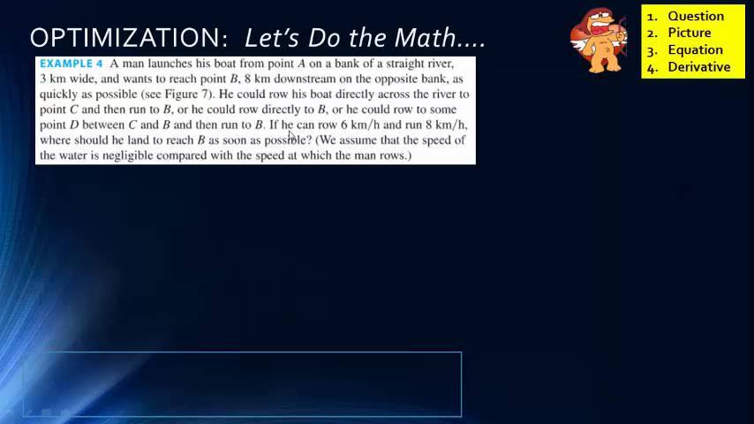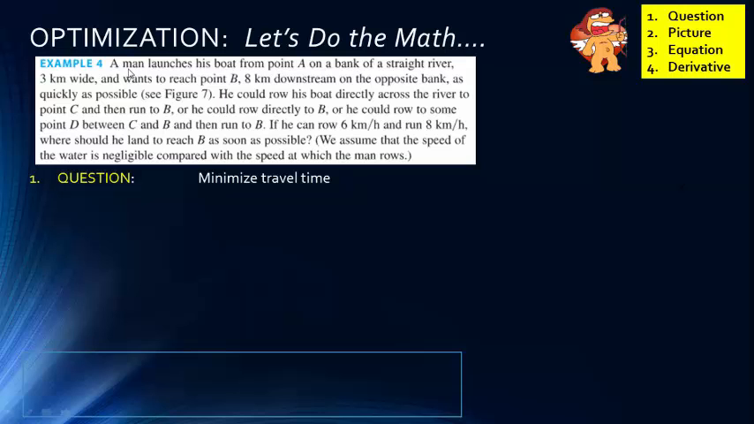Look for the question. If he can row 6 kilometers per hour and run 8 kilometers, where should he land? So I'm looking for some kind of spot to reach B as soon as possible. So we're trying to optimize some kind of speed, it looks like. So we're minimizing travel time. It says gets there as soon as possible, so that's the smallest amount of time. We can't optimize speed because the speed is given. Gets there as soon as possible. What does that mean? In as short a time as possible. So we're minimizing travel time.